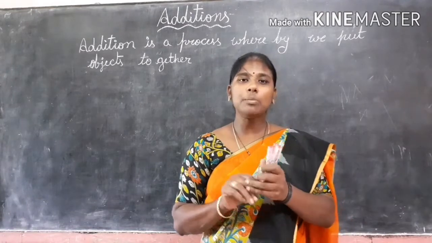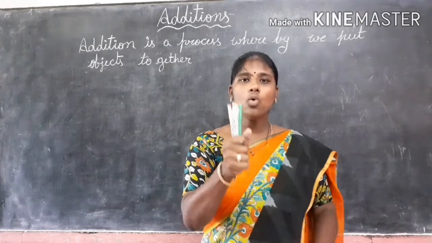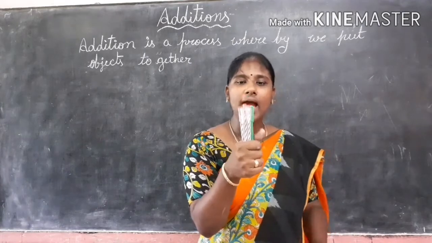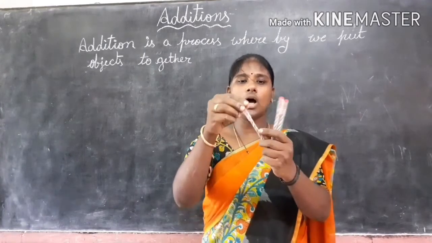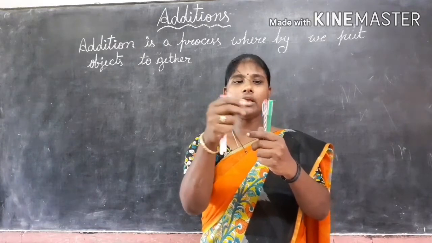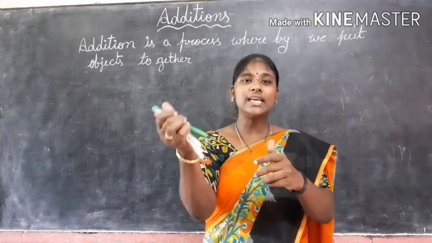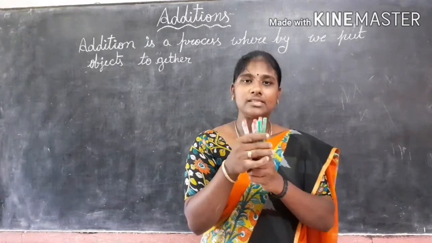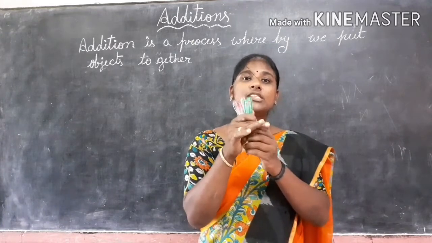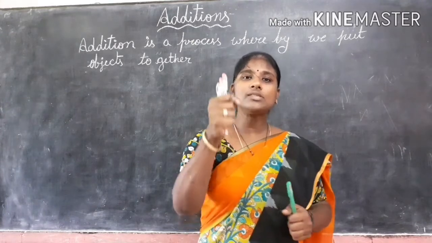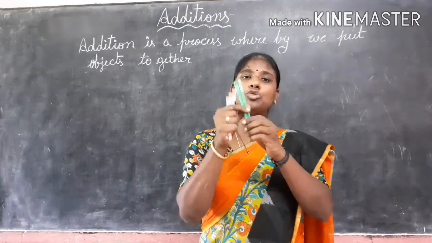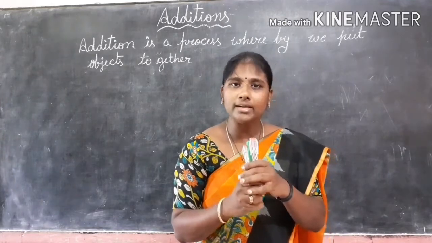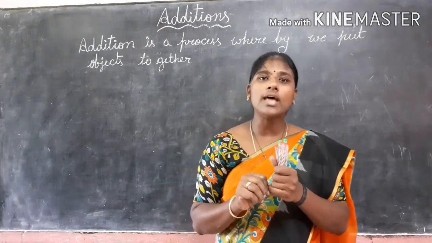Now I am keeping all these together here. How many pens are there in my hand? Shall we count now? 1, 2, 3, 4, 5, 6. Total 6 pens. This is called addition. We put objects together and we get addition. First we have 4 red pens and 2 green pens. When we put all these together, we get a total of 6 pens. This is called addition.